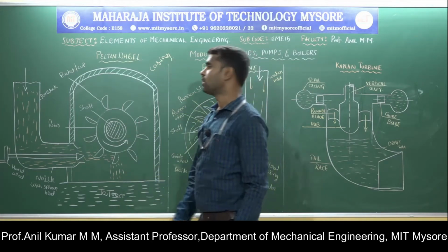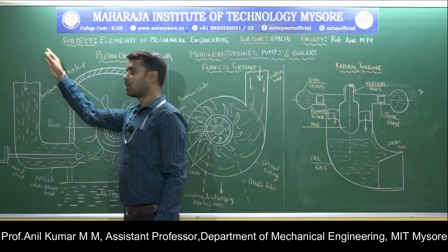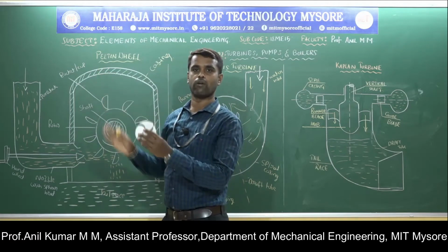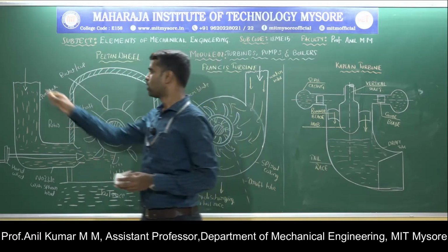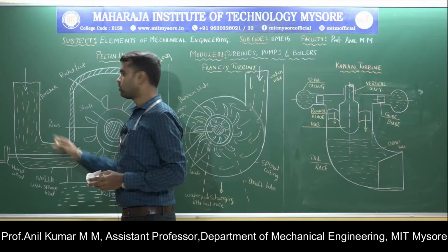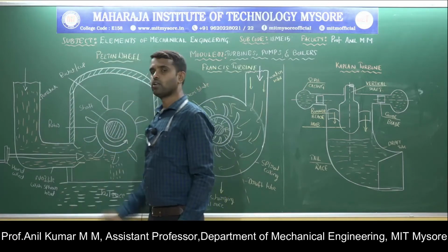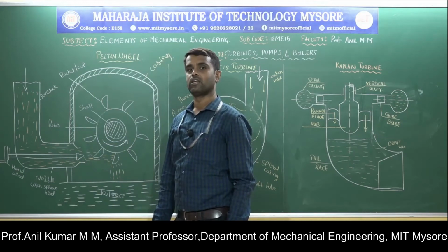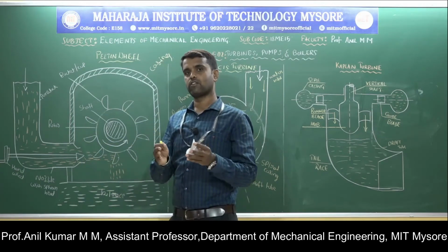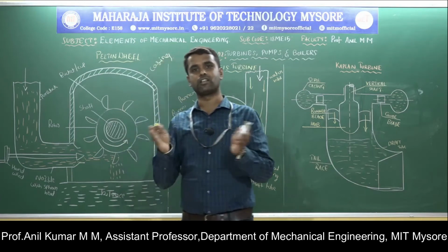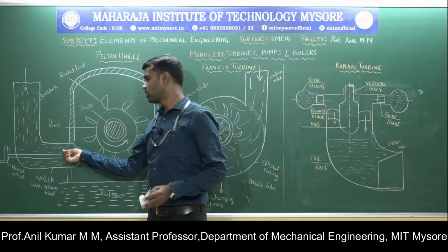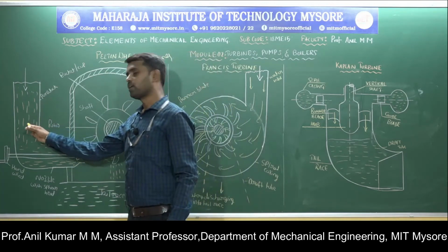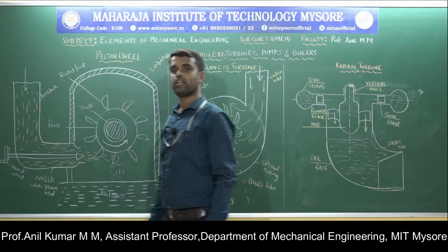Coming to the working, initially the water from the reservoir enters the nozzle through the penstock. The water stored in the reservoir has high potential energy. In the nozzle, the potential energy of the water is converted into kinetic energy. The main function of the nozzle is that it reduces the pressure and increases the velocity, so a high velocity jet of water comes out from the nozzle.